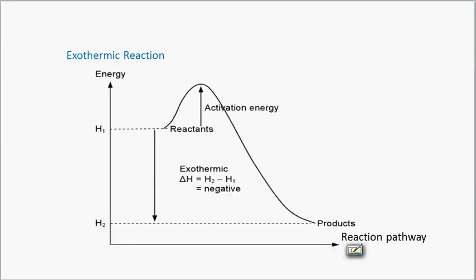In the case of an exothermic reaction, things are slightly different. So we have energy content of the reactants being H1, we have energy content of the products being H2, and we see that H1 is greater than H2. Therefore, if we work out the enthalpy change, it'll be H2 minus H1, and because H2 is smaller, the enthalpy change is going to be negative, right? So for an exothermic reaction, the enthalpy change is negative.